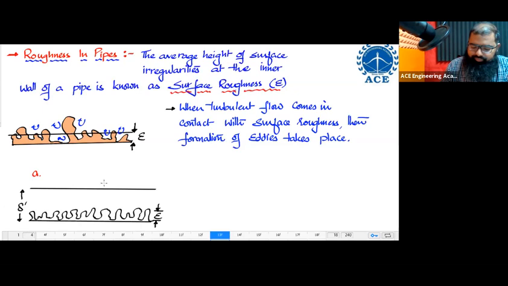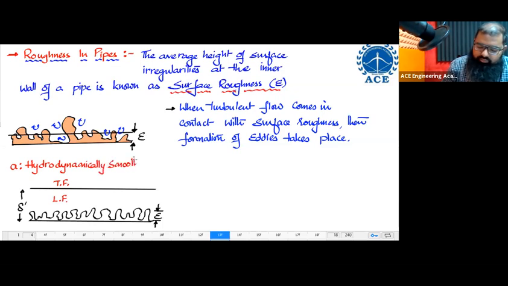Now what will happen? Over here, you are going to have turbulent flow taking place. And since this is the laminar sublayer region, you are going to have laminar flow taking place over here. This is a particular case we are having. This particular case, we are going to call it a hydrodynamically smooth surface.